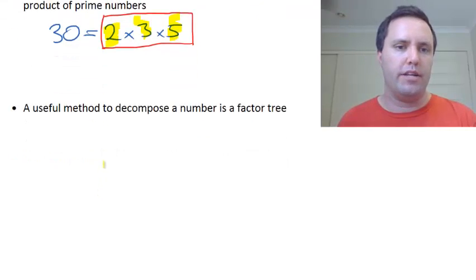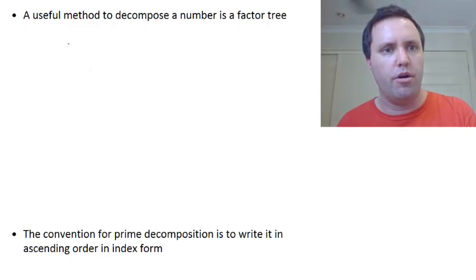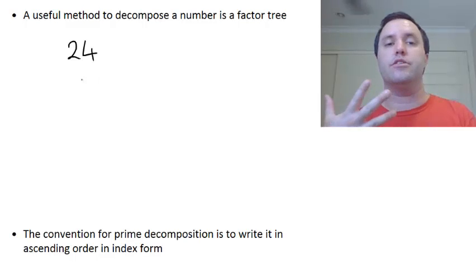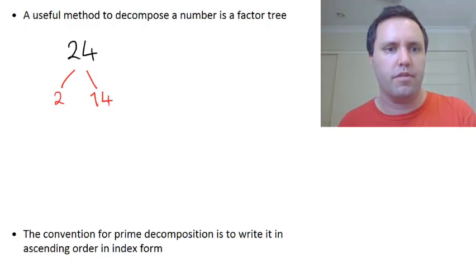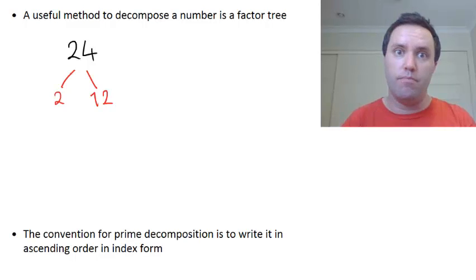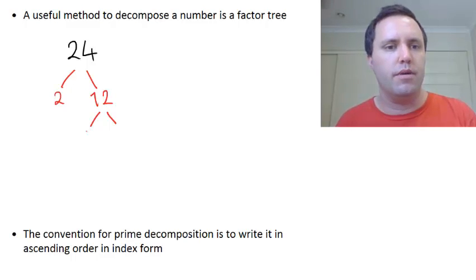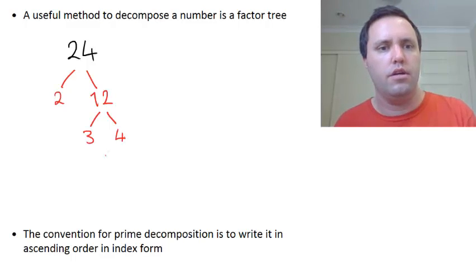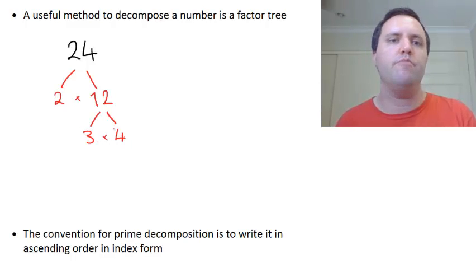A useful way to decompose a number is by using a factor tree. We're going to use the number 24, and you'll see why in a moment. 24 is the number that I'm going to do the prime decomposition of. 24 can be 2 times 12. Now, 2 is a prime number, so we stop. Let's move on to 12. 12 is still composite, so let's play with it for a bit. 12 can be 3 times 4. 3 is a prime number, so now we move back to 4.